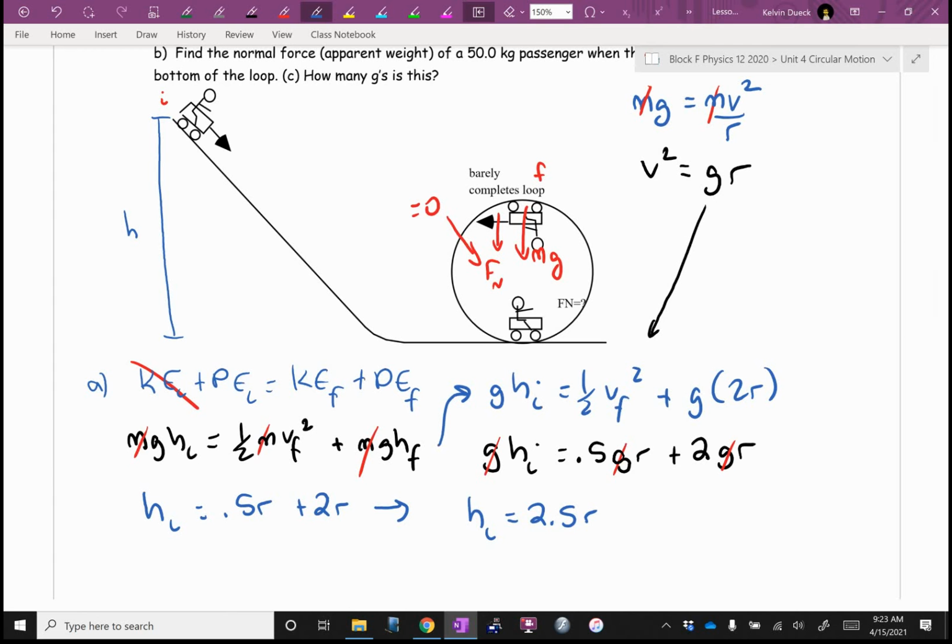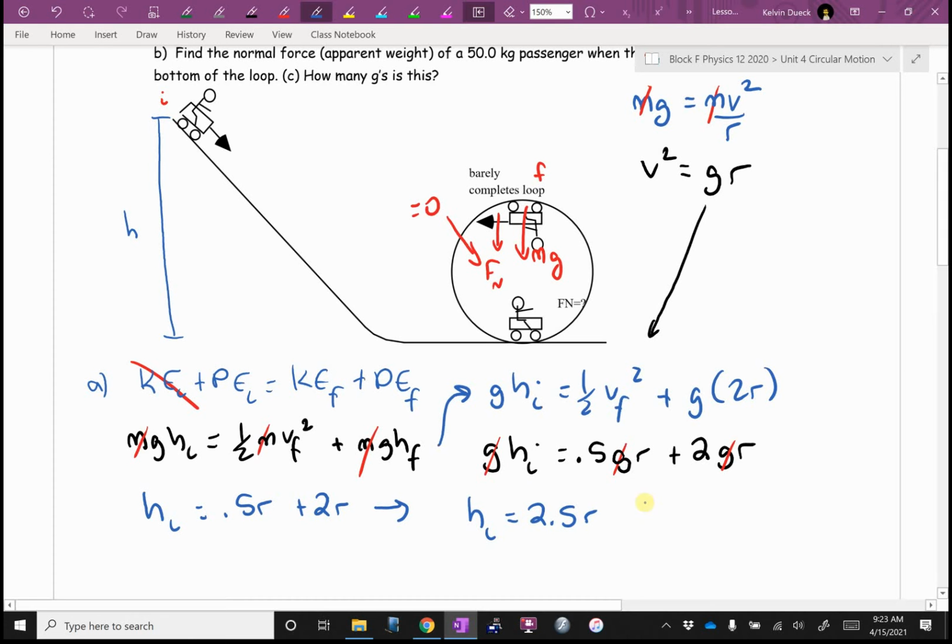How high does the initial hill have to be? Minimum, if you're starting from rest, it's got to be 2.5 times the radius of your roller coaster loop. Otherwise, you're not making it through. Add some extra safety margin, so don't make it exactly 2.5 times higher. Make it 3 times or 4 times higher, but it's got to be at least that.